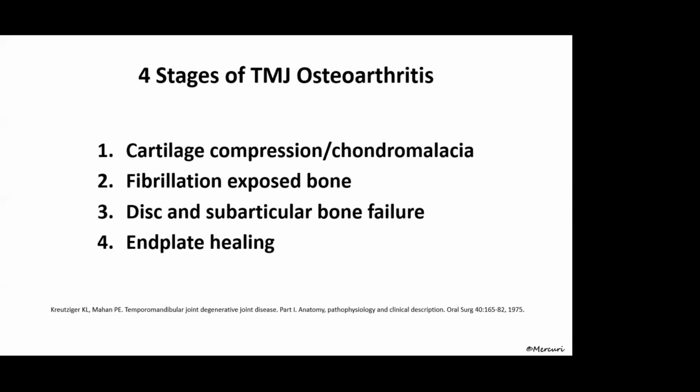There are 4 stages to TMJ osteoarthritis. There's cartilage compression and chondromalacia, which is demonstrated nicely in arthroscopy. And this is due to overload of the joint. We have fibrillization and exposure of bone. Cartilage actually changes and fibrillizes. You can see that again nicely in arthroscopy.